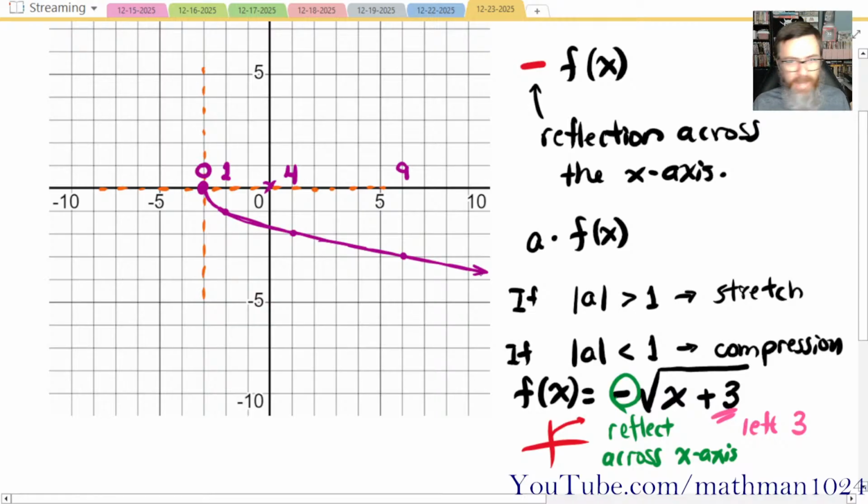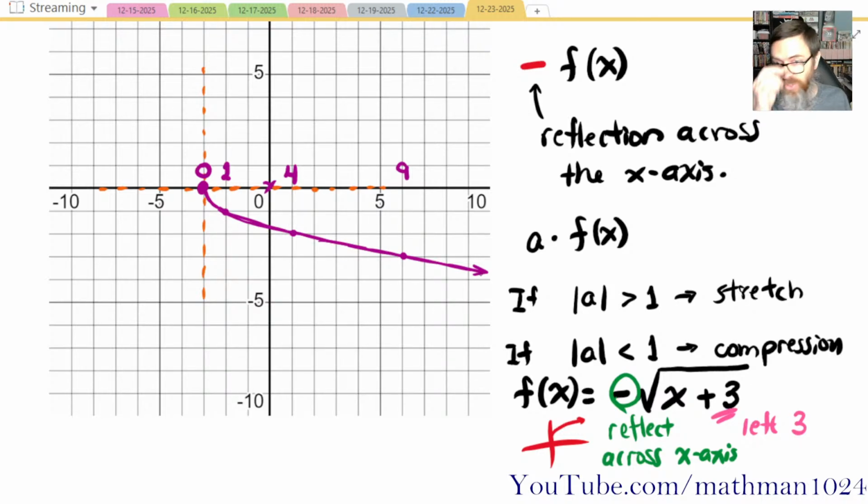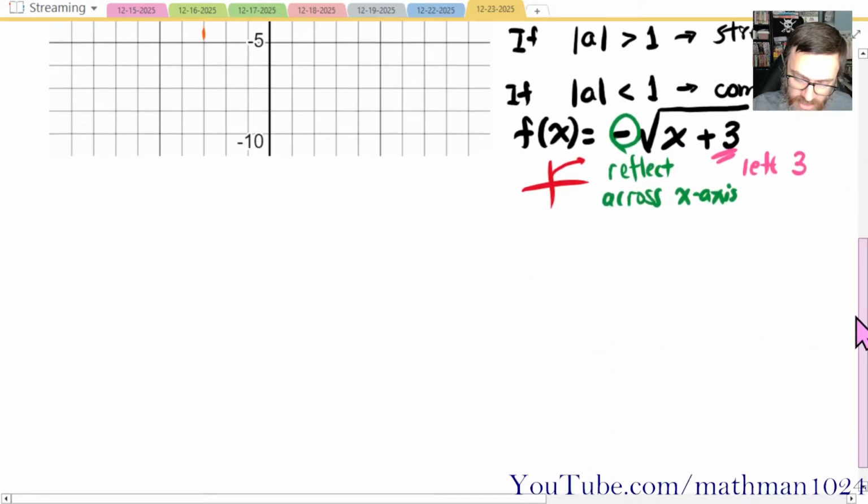So hopefully not too bad, right? Again, know the shape that's determined by the function that we see by the square root, and then know what all the numbers do for it. All right, let's try another one.